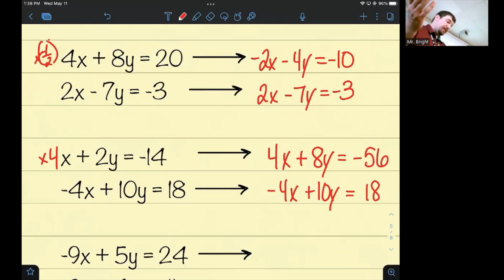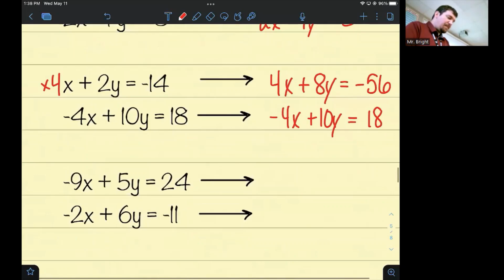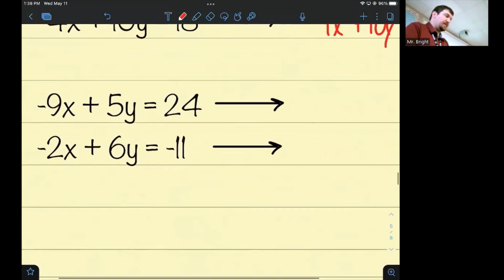Now, you could make an argument: what if we times the top equation by 2 and divided the bottom equation by 2? That would work, but then you're doing 2 steps, so I try to keep it to 1. What about the last one here? We'll end with this one today. What would I do to make these variables align?